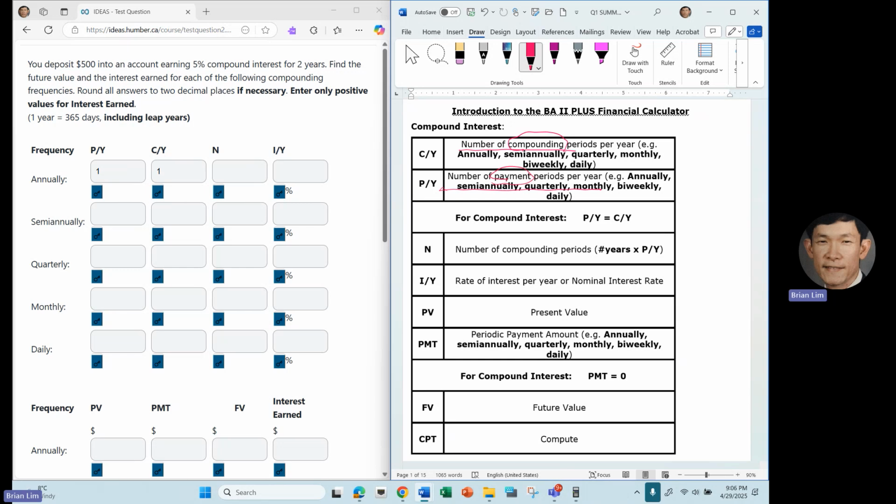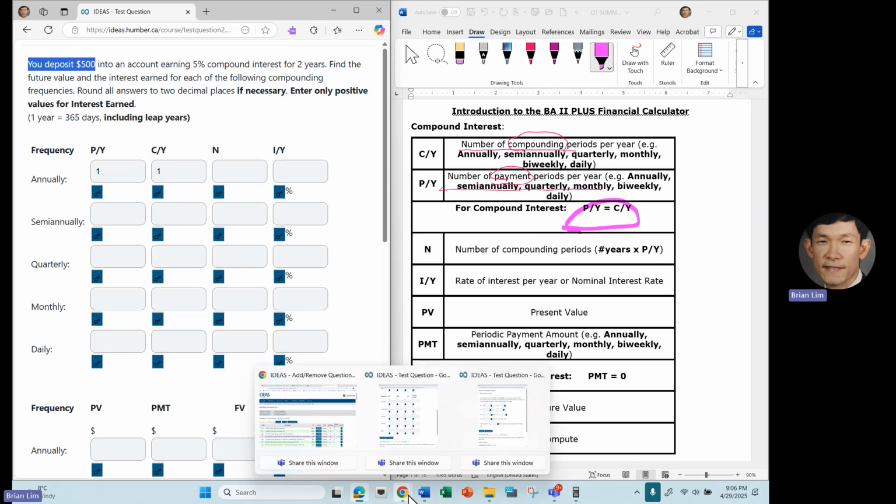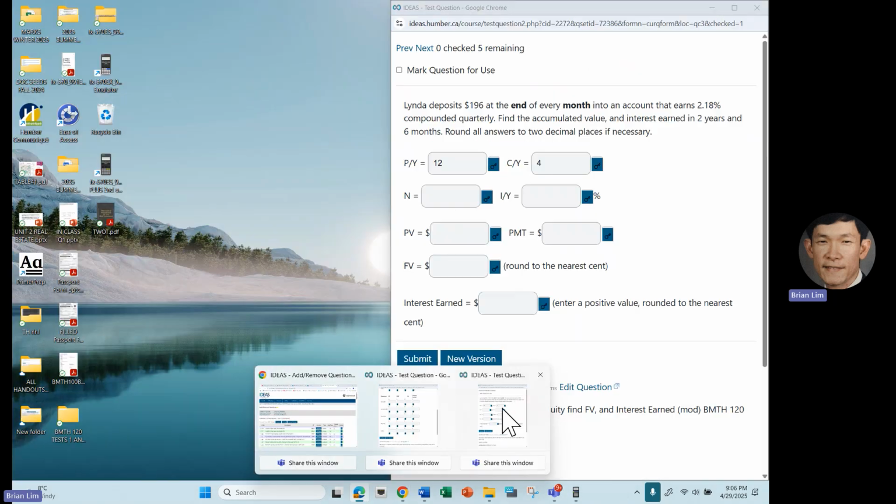Now the story is this, that for compound interest, as you can see right here, the PY and CY are the same. Why? Because there's only one deposit. If you look here, it says you deposit $500. You might think that that is a payment, but let me clarify that by looking at this example right here.